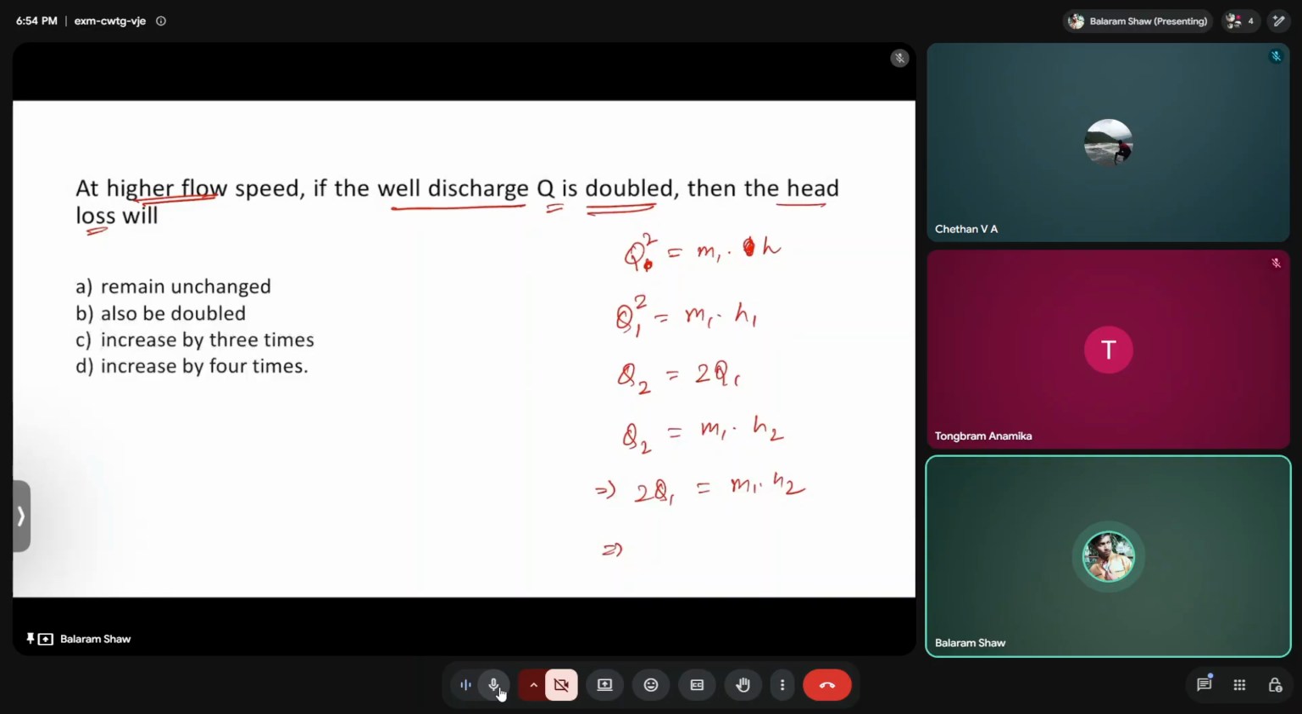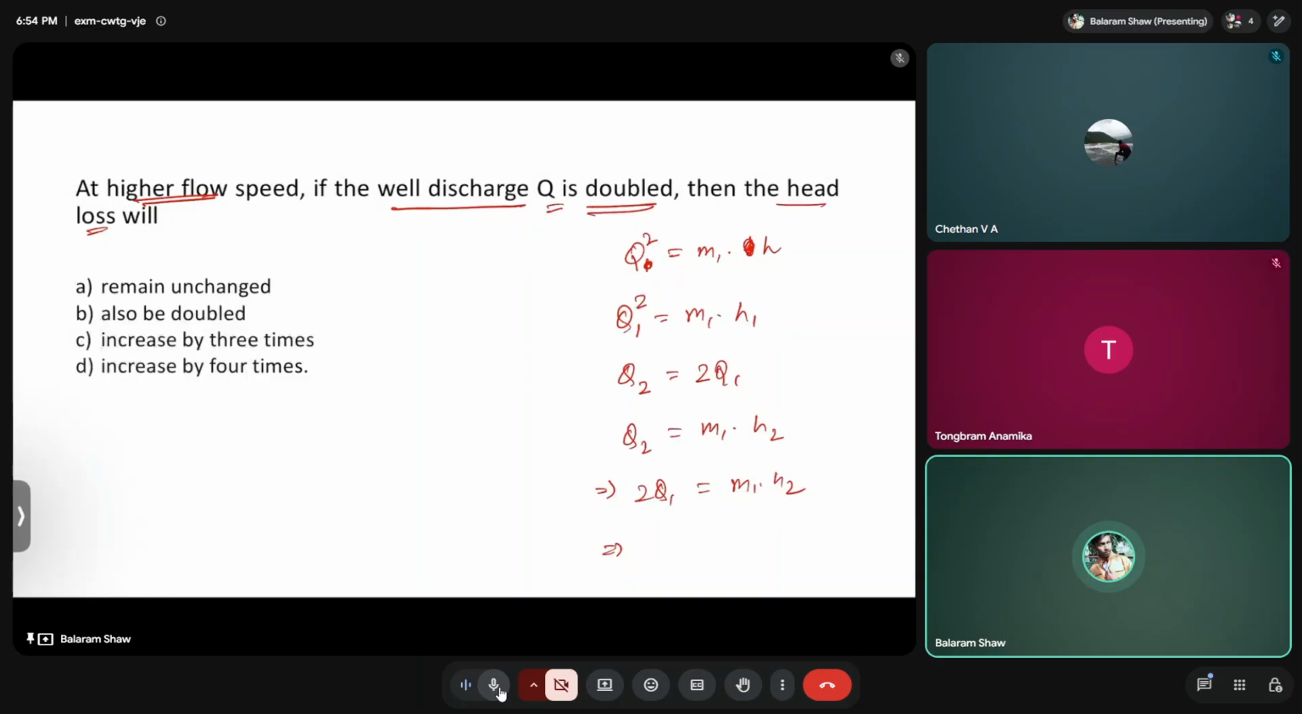So we can write this as, oh sorry, H2 as 4 into H1, right? We just cancel out m1 and we can write the new head loss as 4 times the H1. So the correct answer will be increased by 4 times. Okay, I hope this is clear, right? So this means if the well discharge Q is doubled, the head loss over this part of the flow path must be increased by 4 times.